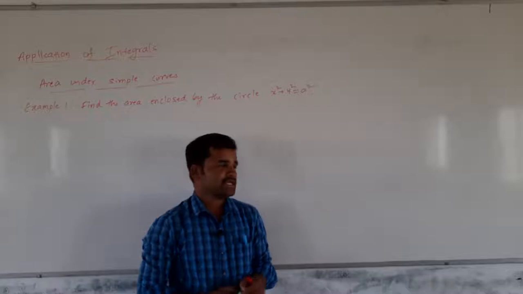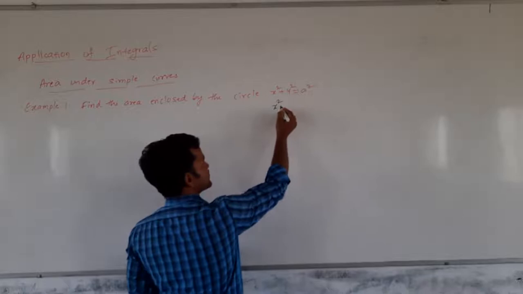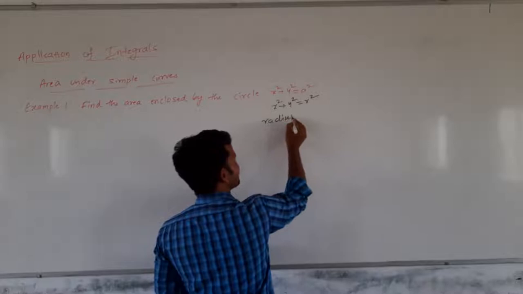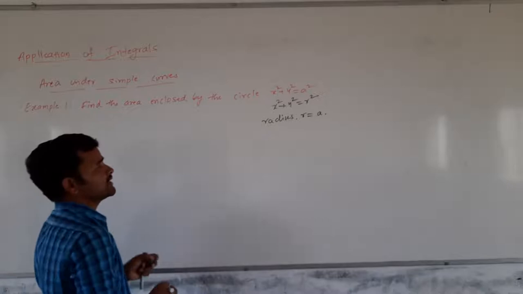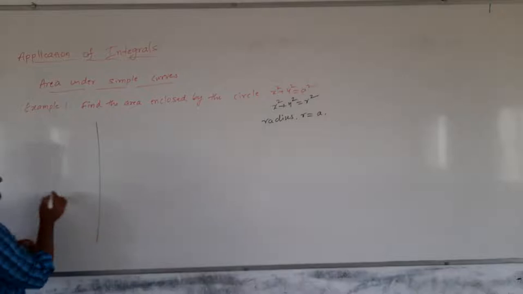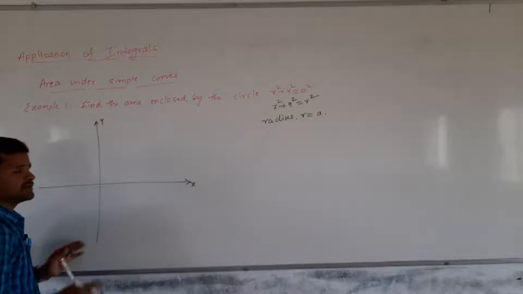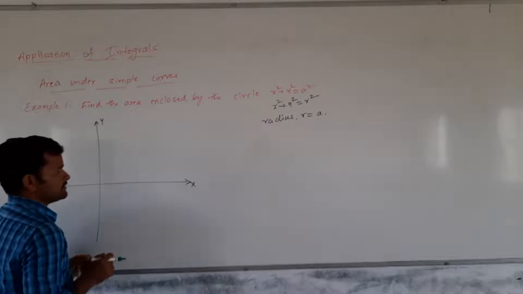In place of radius r, what we have here, we can compare this with x square plus y square is equal to r square. Then what is the radius of this circle? Radius r is equal to a. Okay, what about its center? Its center will be the origin, that is (0, 0). Now, I am drawing the two-dimensional plane. Graph is important here; we need to draw it. The center is (0, 0), here is the center of the circle, and the radius is a units.